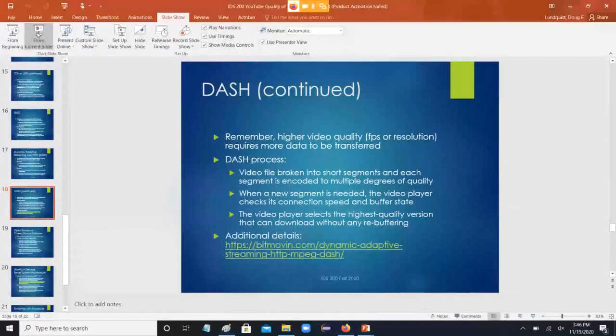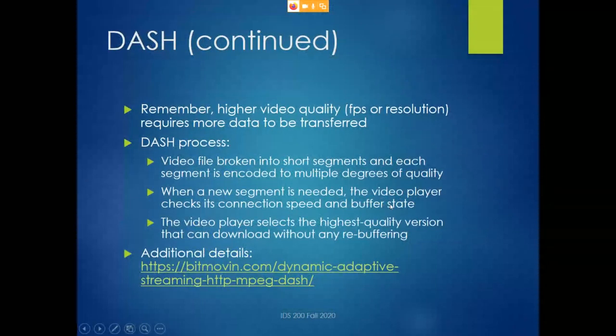So a basic process here: video files get broken into short segments, each segment encoded to multiple degrees of quality. Whenever you're watching the video and it comes time to get a new segment, the video player checks the connection speed, checks the buffer state, and then selects the highest quality version that can download without rebuffering. So basically, the best quality segment it can get that isn't going to really cut into the buffer. Okay, that's it.